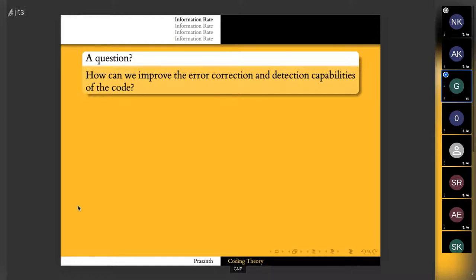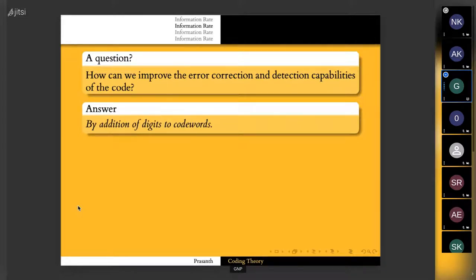So naturally our next question is, how can we improve the error correction and detection capabilities of the code? This is what we wanted to check further. Now what we do is we will add digits to the code words, just as the parity check kind of thing. We have constructed C of block codes of length 3. That means it contains all the 8 words, and you might not be able to detect any of the errors. But when you add a parity check digit, at least you can find out that there are some errors. So the thing is that you add digits to the code words.